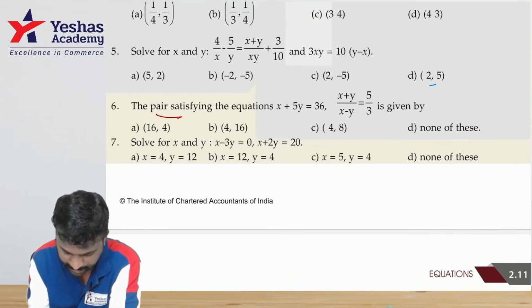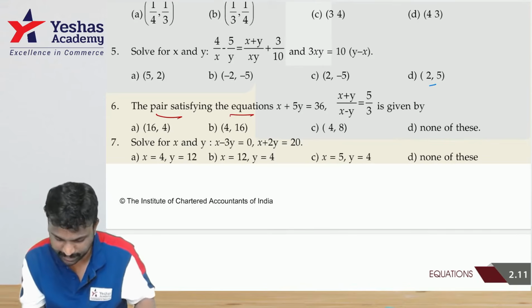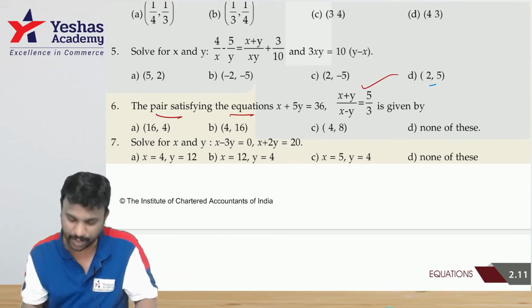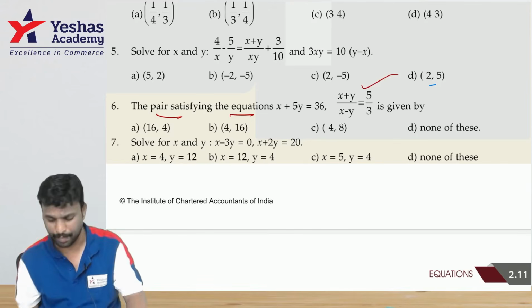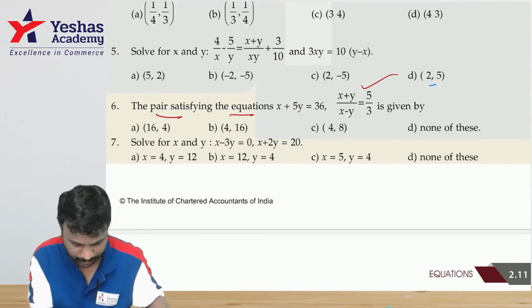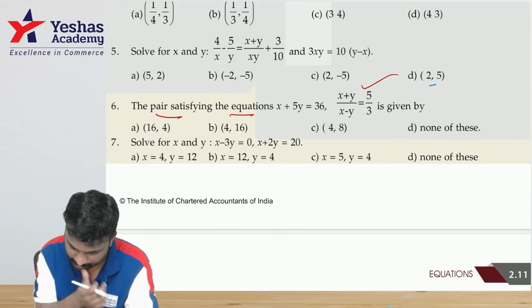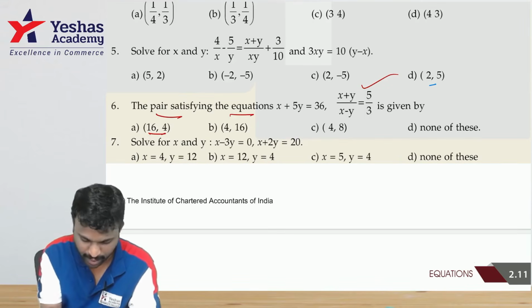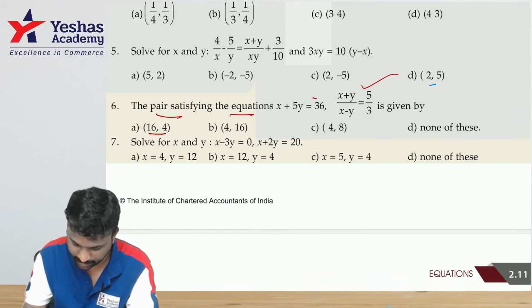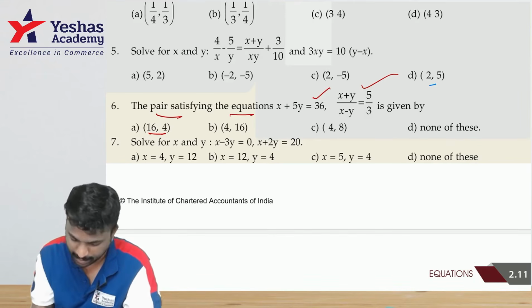What is it? The pair satisfying the equations x plus 5y equal to 36 and the other equation. So where are the values, guys? The values are in the options. So let us try to plug in the options. Guys, what is the first option here? 16 and 4. The x value is 16, 16 M plus, 5 into 4 M plus, MRC. You get 36. So the first equation satisfies with the first option, right?